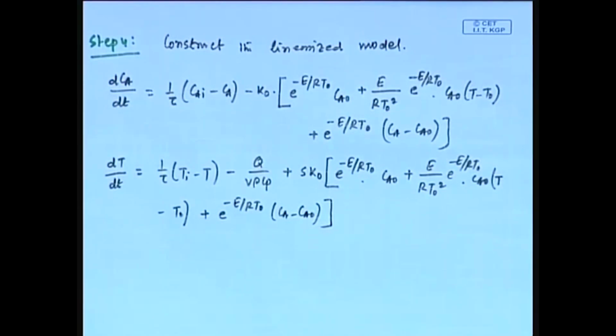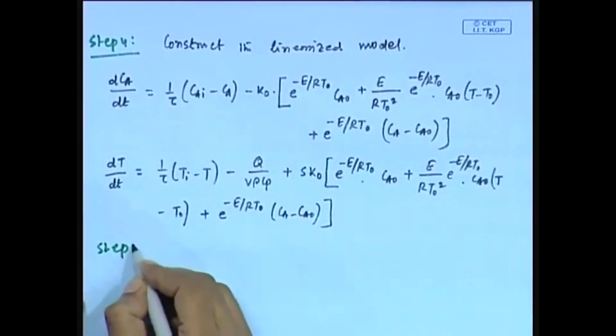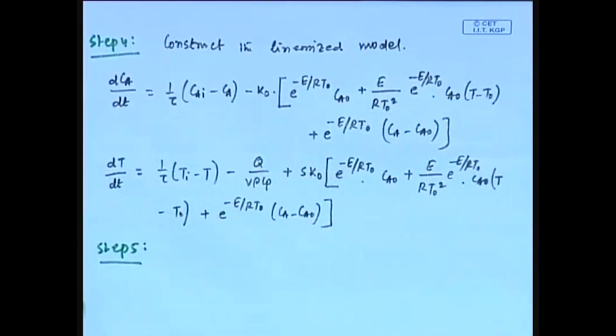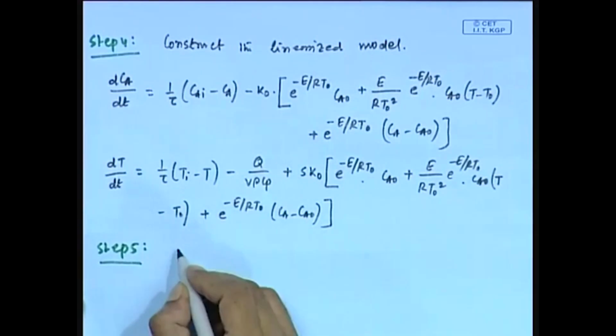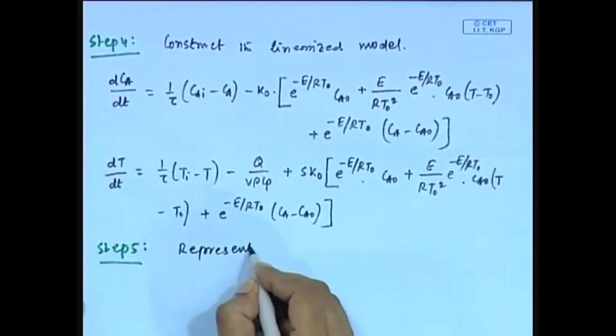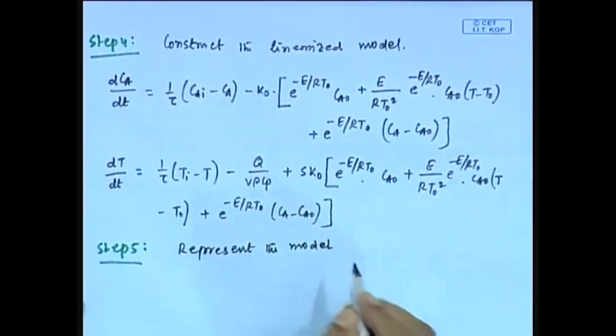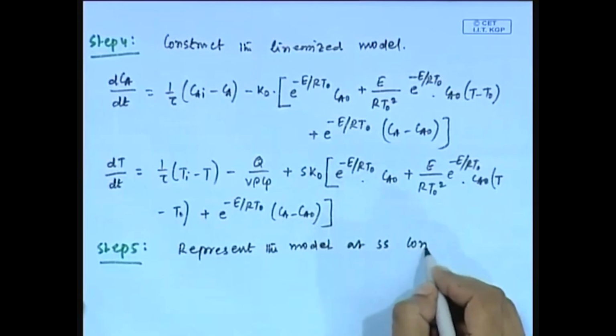Fine. So, after substituting the linearized expression in the nonlinear model, we get these two equations. What is the next step? In the next step, we need to write the modeling equations at steady state, because ultimately we have to write the linearized equations in terms of deviation variables. So, step 5 is: we have to write the modeling equations, representing the model at steady state condition.